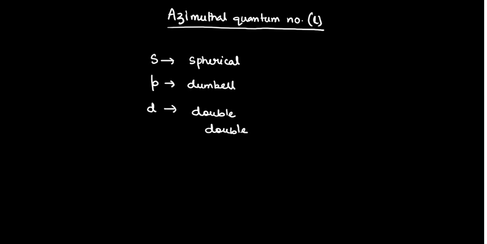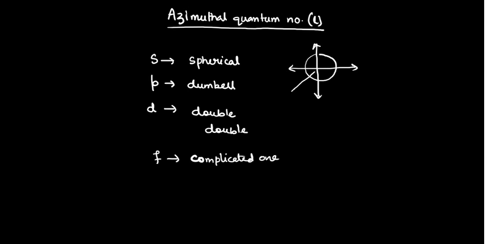Okay. Next we have F, which has a very complicated shape which cannot be represented in 2D. So I am writing complicated one. How does an S subshell look? S very much looks like this. It's a spherical one. If we consider the 3-axis system, this is its orientation.